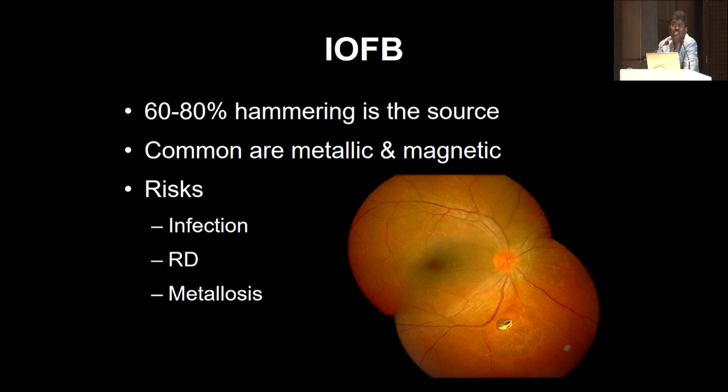The usual history, which is told to us, is the burst of tire, which is sometimes unbelievable actually. And commonly the foreign bodies are metallic and magnetic, so retrieving is very easy. And there is always a risk of infection, retinal detachment, and if it is left inside the eye for a longer time, in case of iron, we'll be having siderosis, and chalcosis can present like an acute endophthalmitis picture.